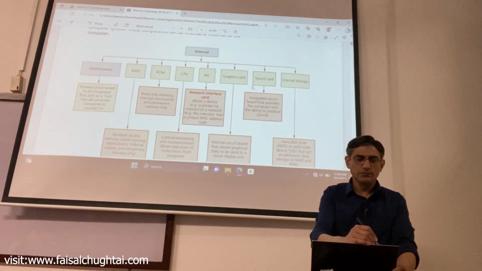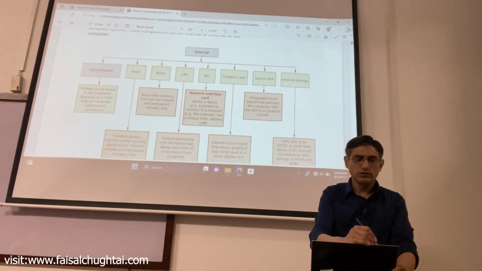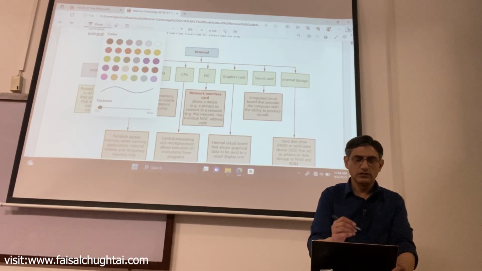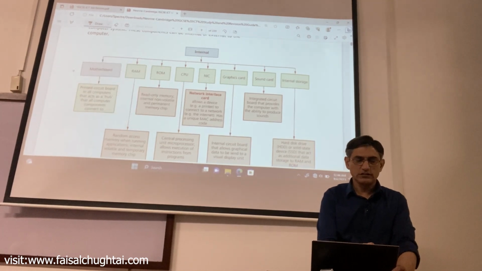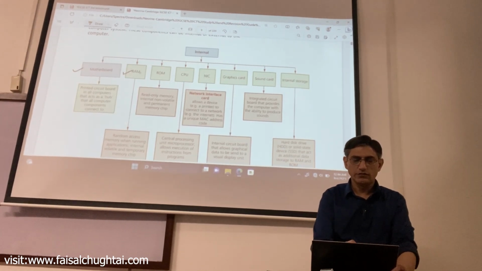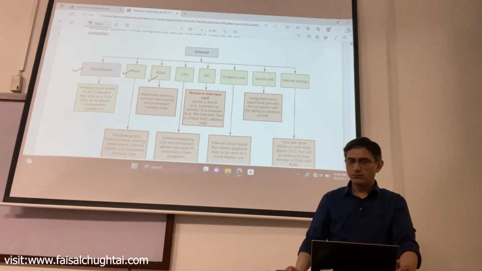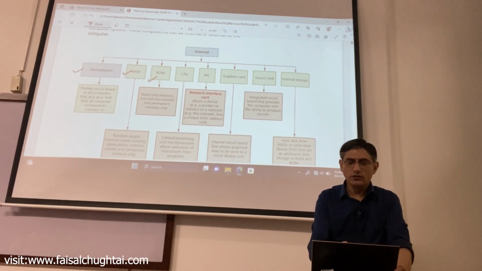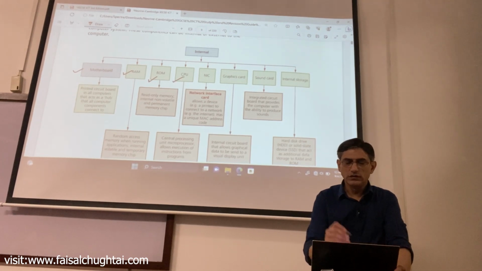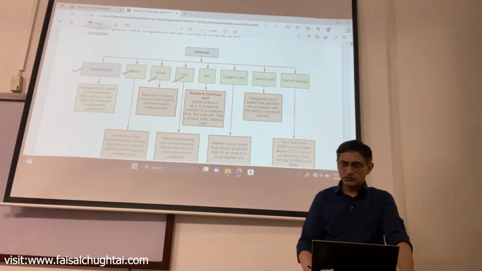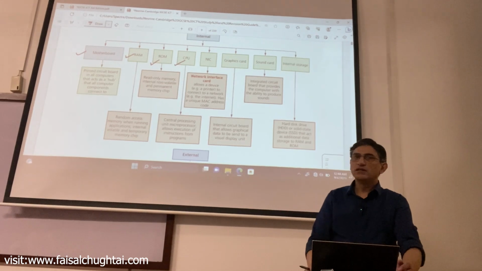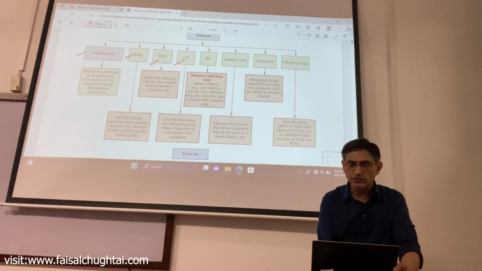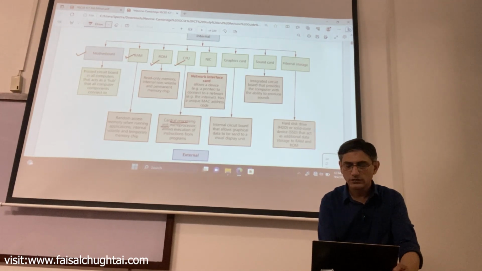Let me mark it up so that you have a fair idea of what's happening. We have already discussed motherboard, RAM, and ROM. Today I'm going to start our discussion from CPU. CPU stands for Central Processing Unit. It is called the Central Processing Unit.